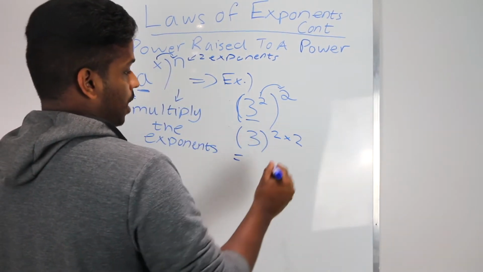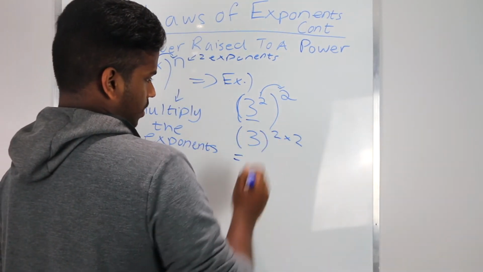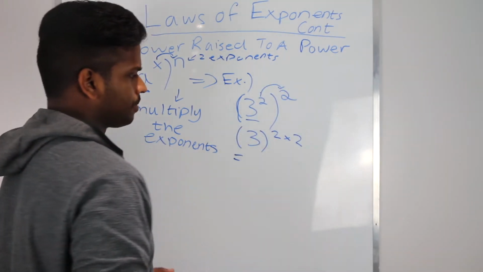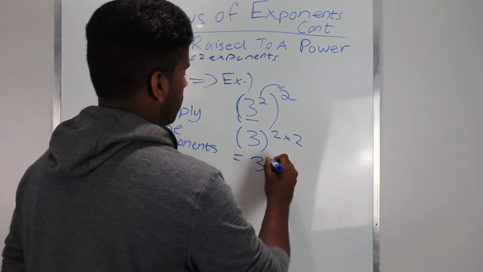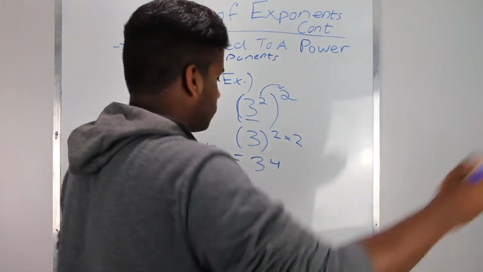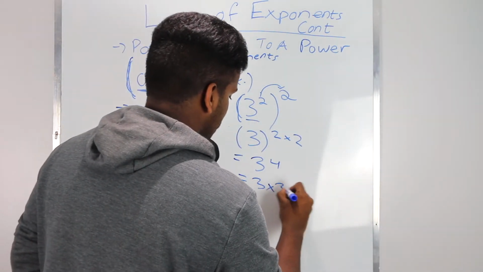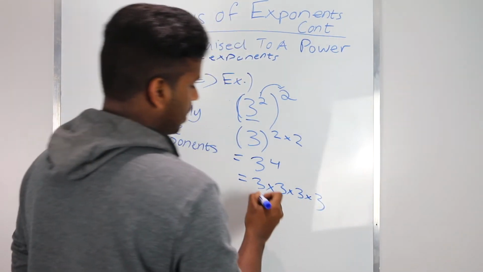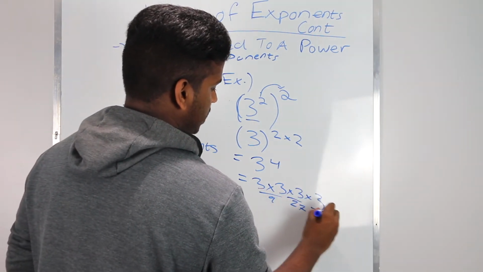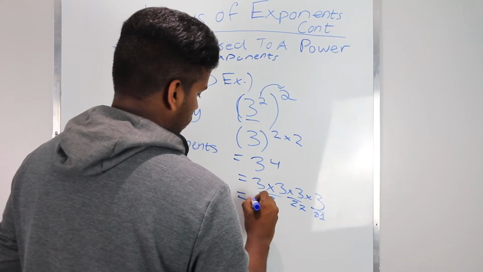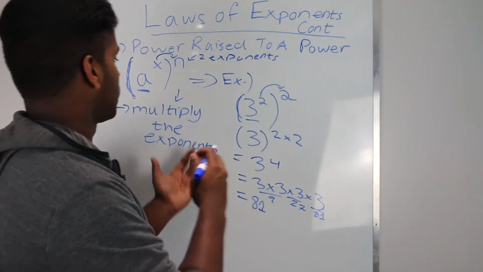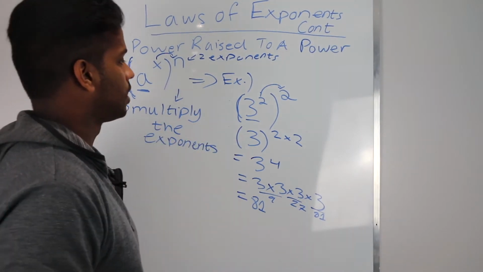So multiply the exponents. We have our base. So what is multiplying our exponents? Our exponents here are 2 and 2, so 2 times 2 is 4. So 3 to the power of 4: 3 times 3 times 3 times 3. If you want me to do it step by step, since it's only 4 numbers, 3 times 3 is 9. 9 times 3 is 27. 27 times 3 is 81. So 3 squared to the power of 2 gives you 81. That proves that this rule is correct.